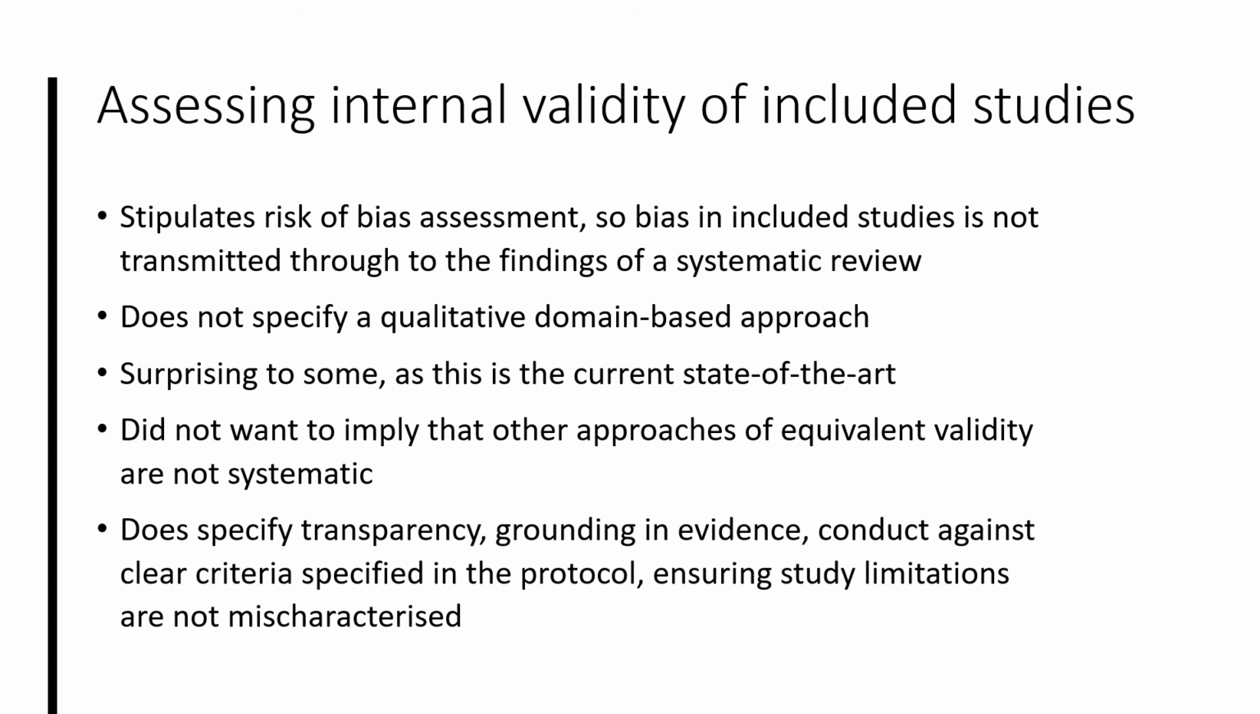So what we wanted in COSTER was to provide some leeway for people to be creative about how they meet the standard, but not necessarily be so prescriptive that if someone came up with a new way of meeting the standard that was systematic, COSTER would somehow inadvertently say that that approach was not systematic, because that's not what we want. We want people to be able to be systematic in exciting new ways, not restrict what they do as researchers. So what we do is we specify transparency, and that risk of bias estimates should be grounded in evidence, and that they should be conducted against clear criteria specified in the protocol, and ensure that study limitations are not mischaracterized. But however a research team wants to do that, it's really up to them.